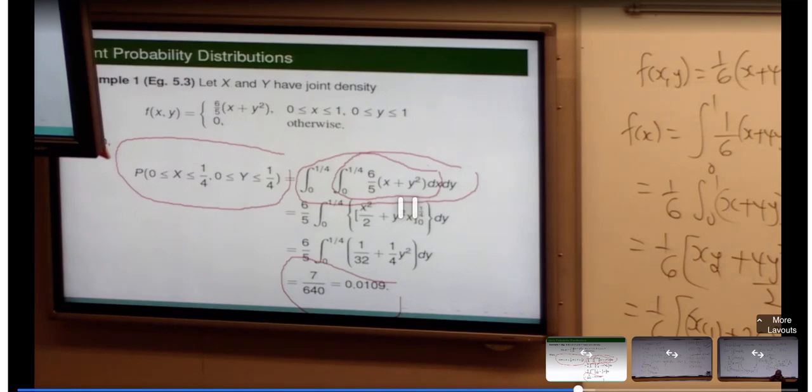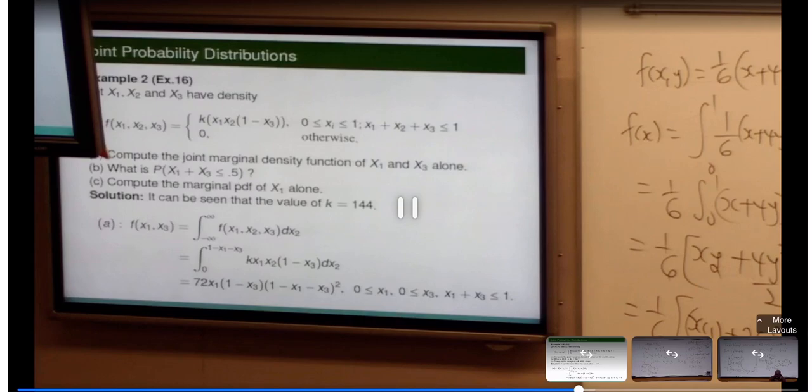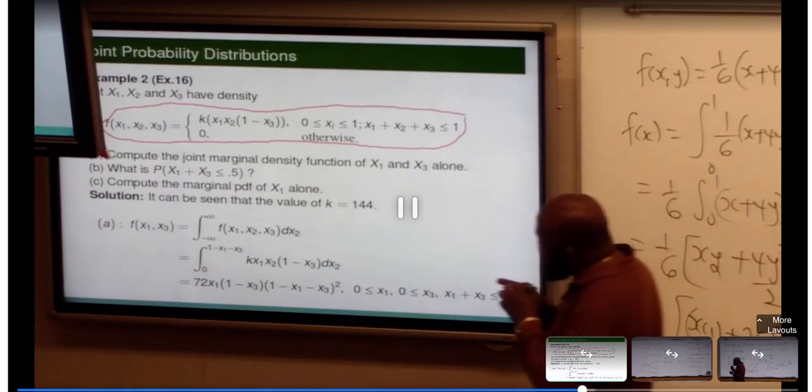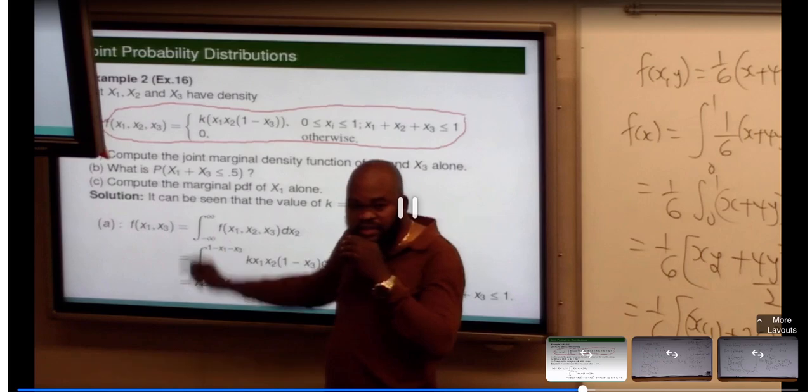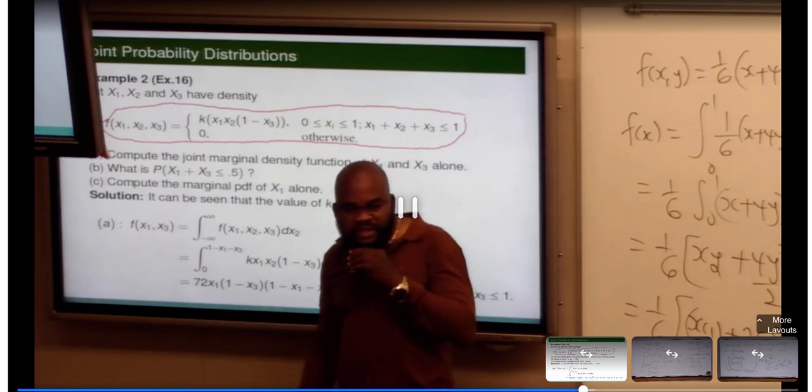Okay, now I'm going to move on. That's how to get the joint. Oh my God, this is going to be complicated. Now take a look at this. You have a function that is not completely specified. Why is it not completely specified? Because of K. K is a constant. That K needs to be determined.